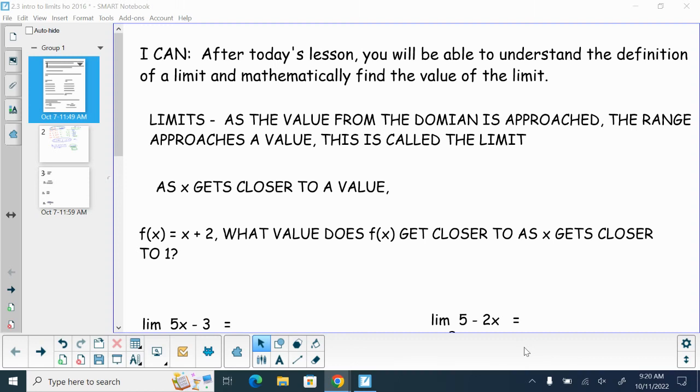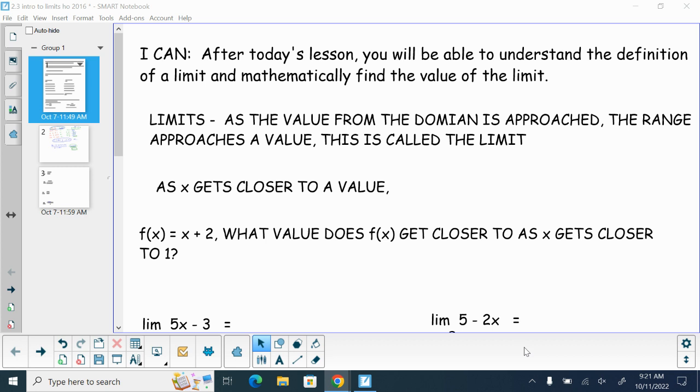Limits are a fundamental idea of calculus. Everything that we will do from this point on will have some sort of reference back to the idea of limits. The main focus of the middle part of this course deals with the idea of derivatives. The idea of derivatives comes from the idea of limits. We utilize limits to be able to calculate derivatives.